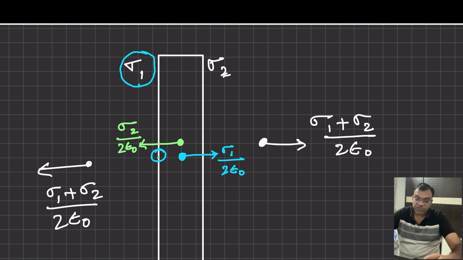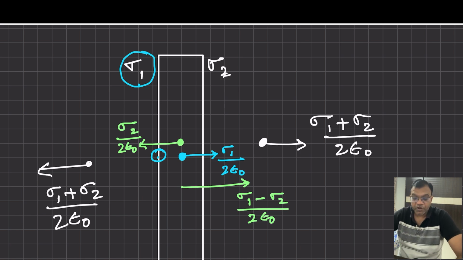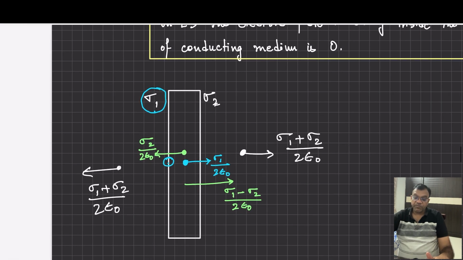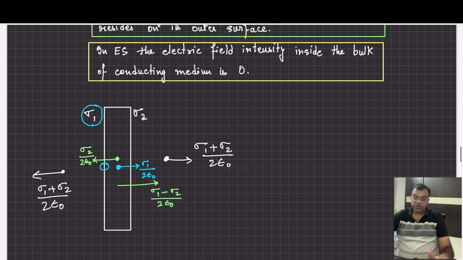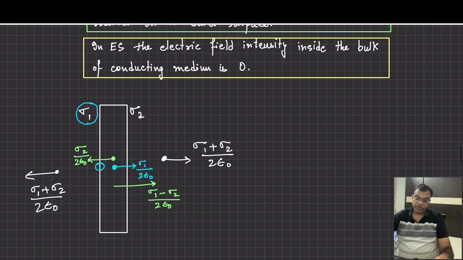Now whichever direction you consider positive, I am considering rightward as positive. So I got the net electric field towards right as sigma 1 minus sigma 2 upon 2 epsilon naught. Now I hope you might have understood, if sigma 1 and sigma 2 are equal, then the net electric field intensity inside the sheet will be 0, right?